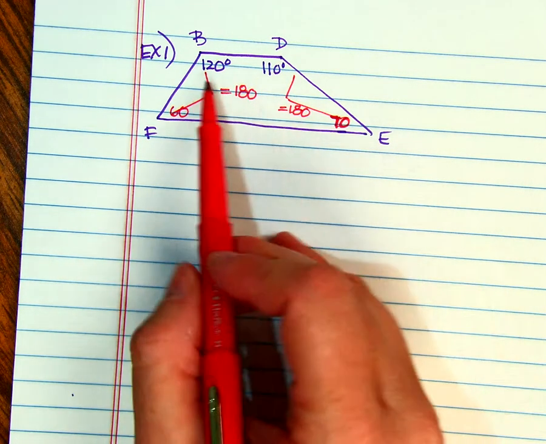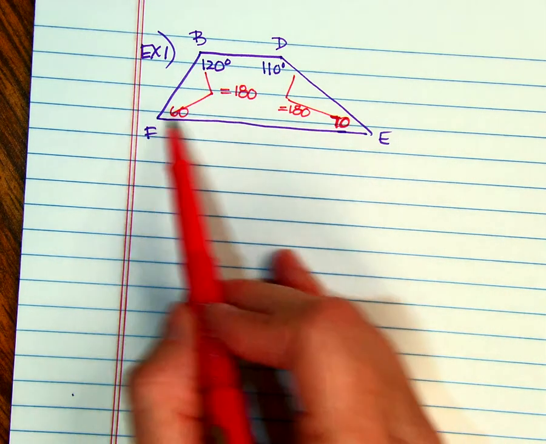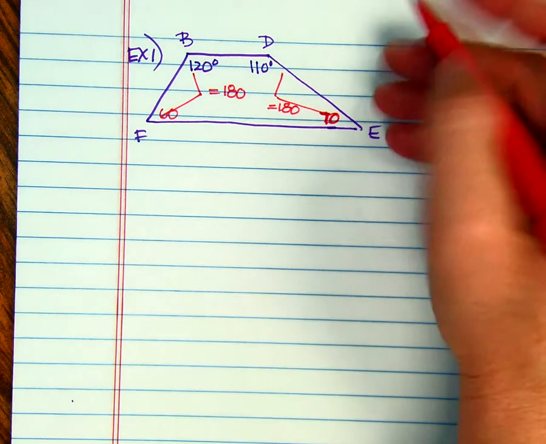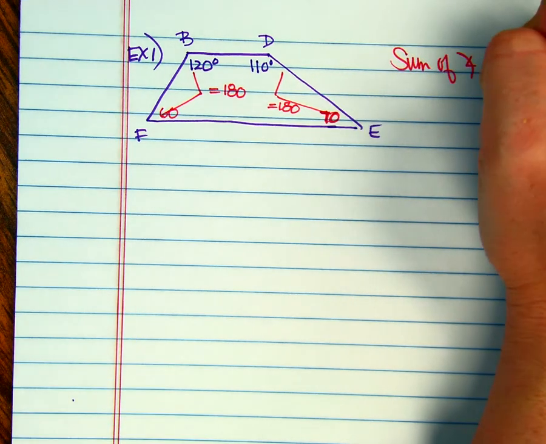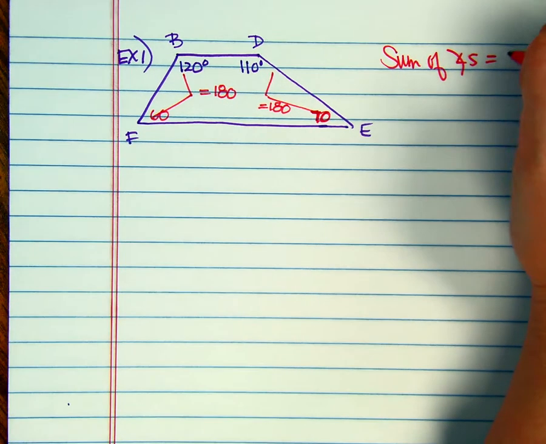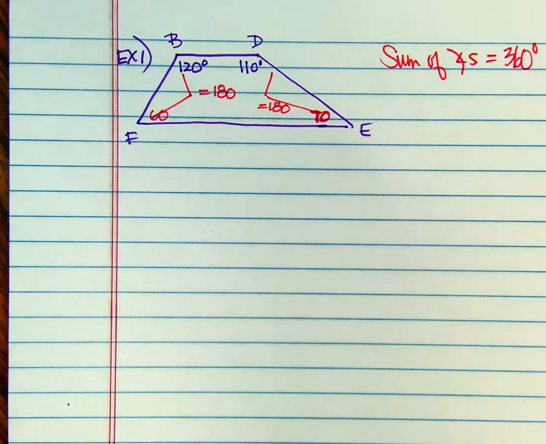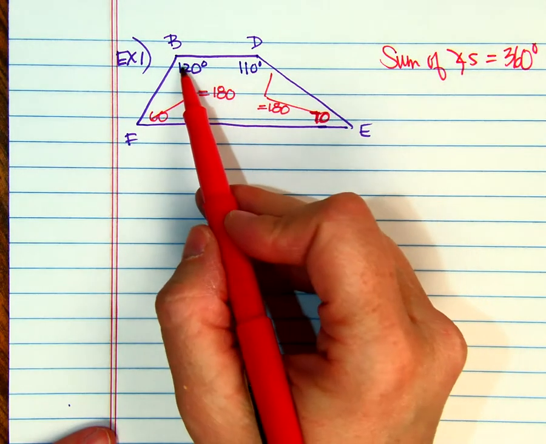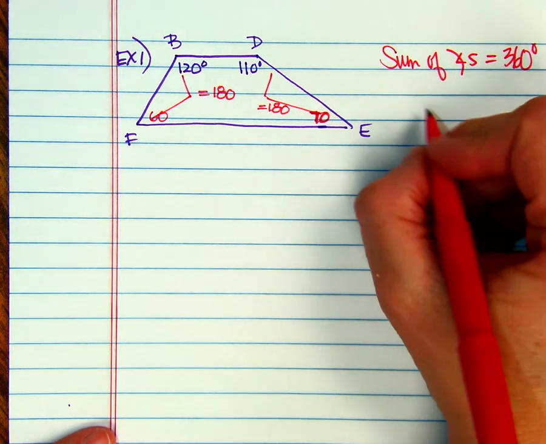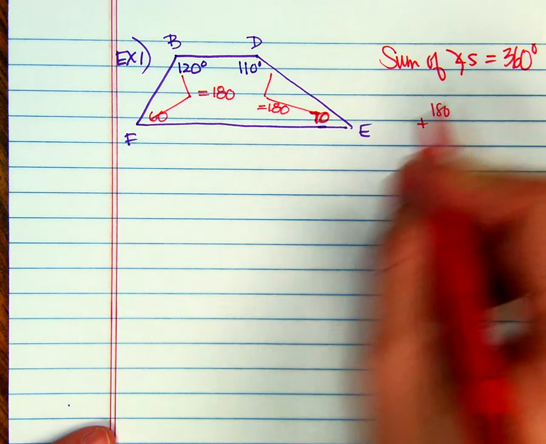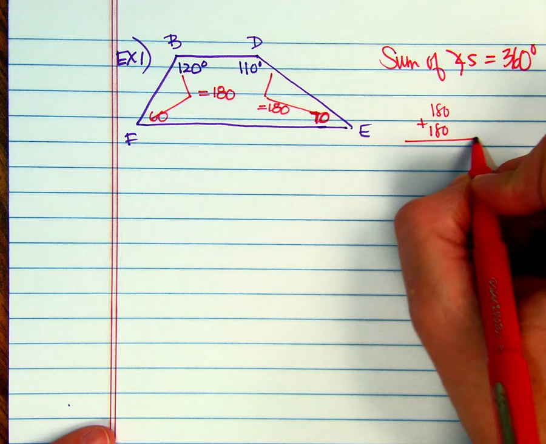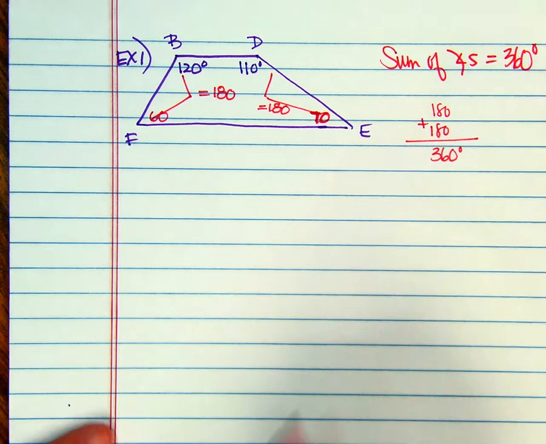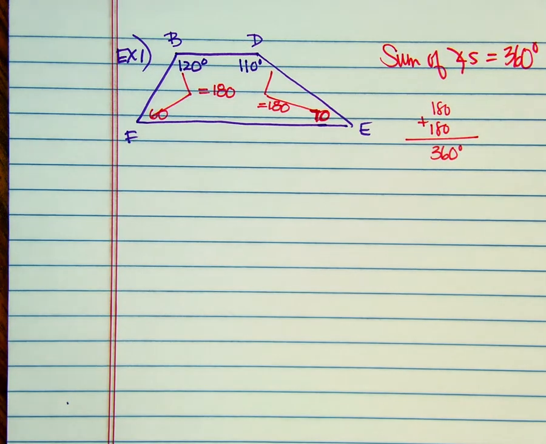So what do we know about this? It's a quadrilateral. Any quadrilateral has a sum of angles equal to 360 degrees. So let's do a quick check. 120 plus 60 gives me 180. 110 plus 70 gives me another 180. So my angles do all add up to 360 degrees.